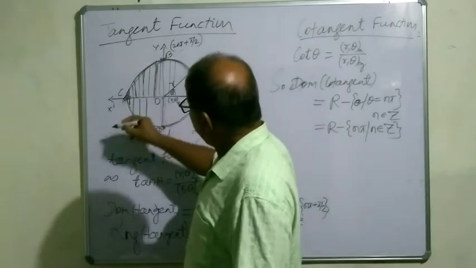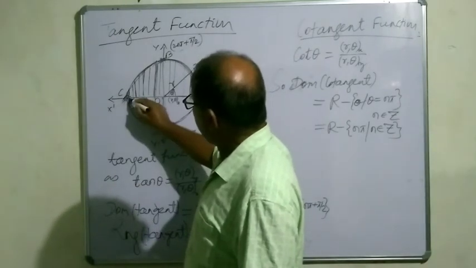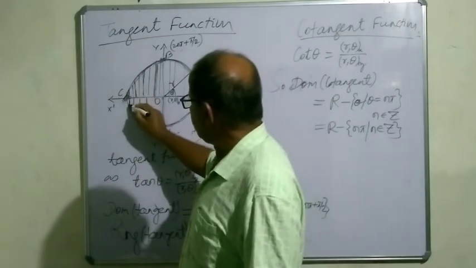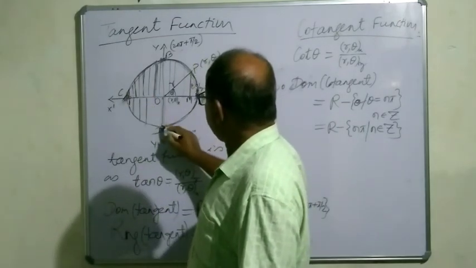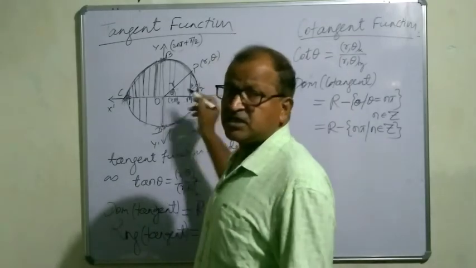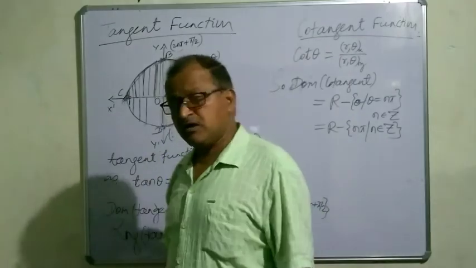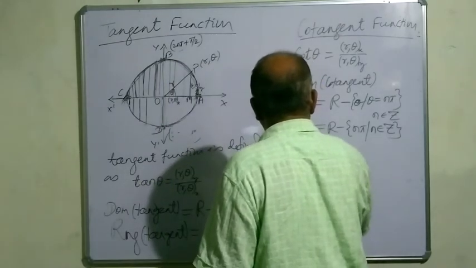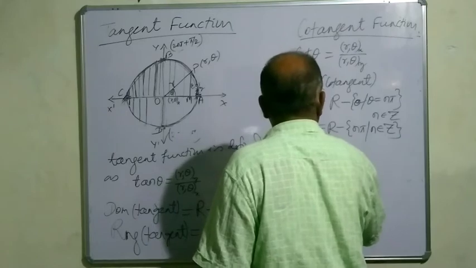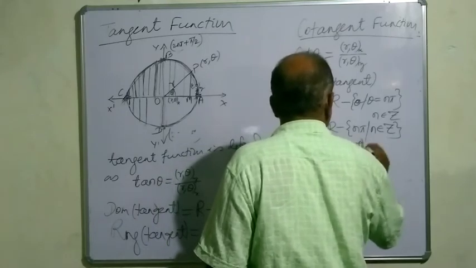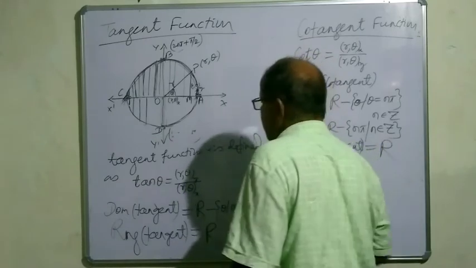Again at these points it becomes infinity. Why? Both are negative, and the same case will happen, so it will be plus infinity. Here it will be 0. Again it will decrease and the value will be minus infinity. So the range of the cotangent function is R.